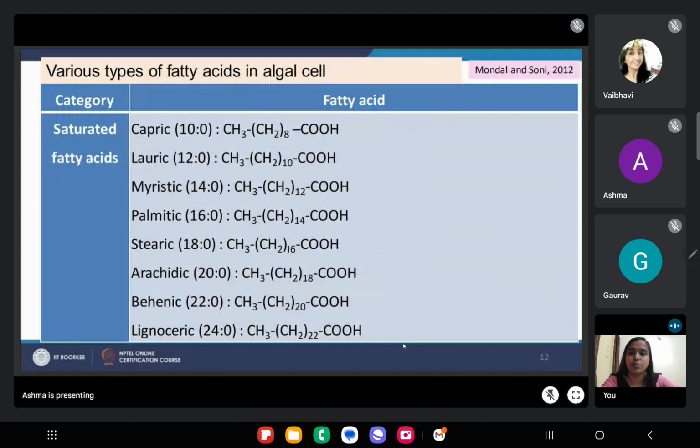Next is various types of fatty acids in algal cells. There are some saturated fatty acids given like capric, lauric, myristic, palmitic. Again, these are the fatty acids given. If questions will be on these, then as you have seen in assignment questions, you will be given the formula for these fatty acids, and you have to then proceed from that. No need to remember the formulas also.